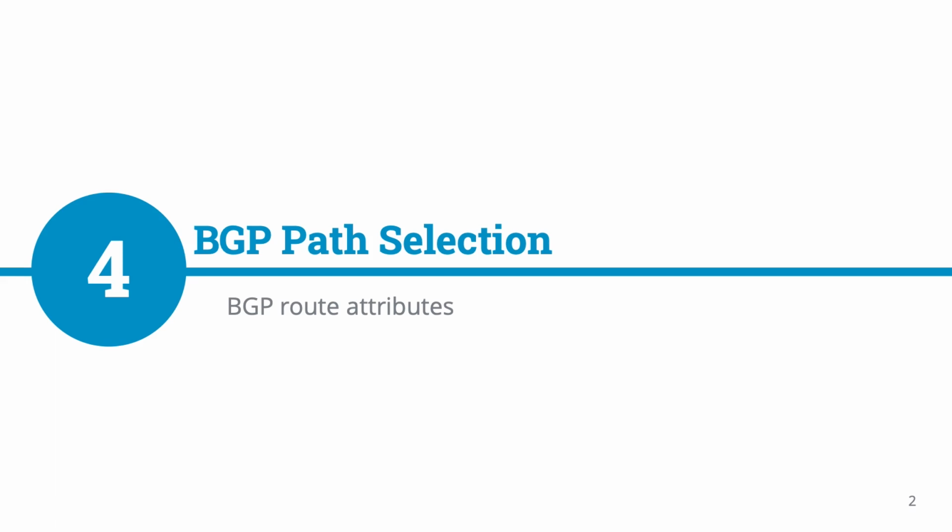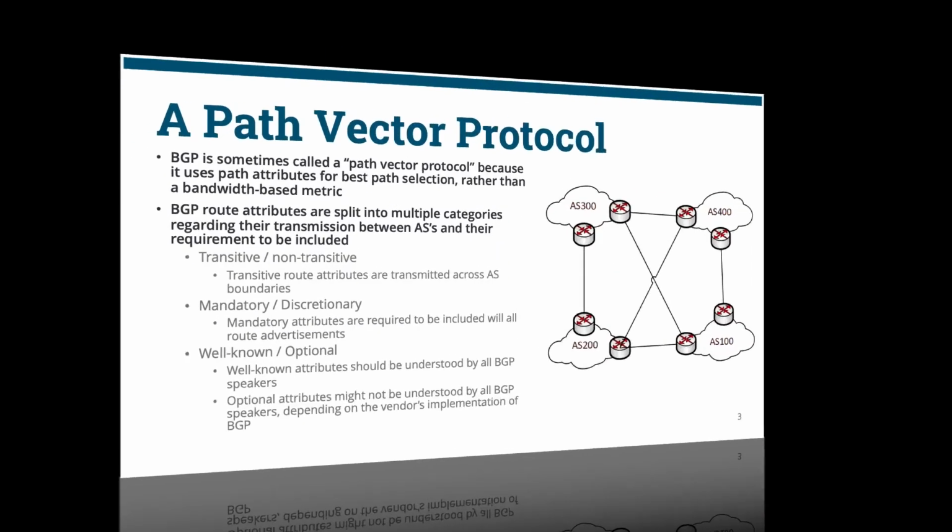BGP, however, is not a link state protocol. It does not have a map of the network or is aware of any link bandwidths or costs. So let's jump on in and learn how BGP selects the best path for each destination it is aware of.